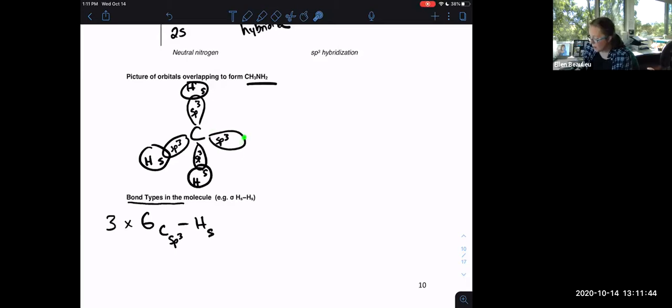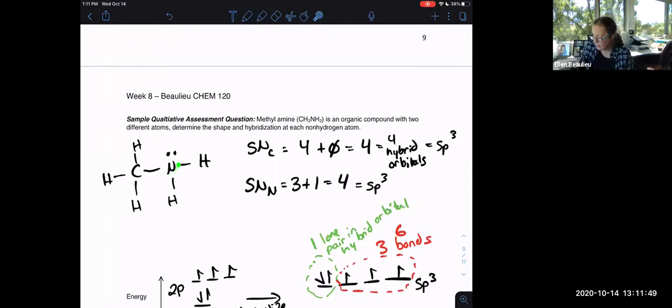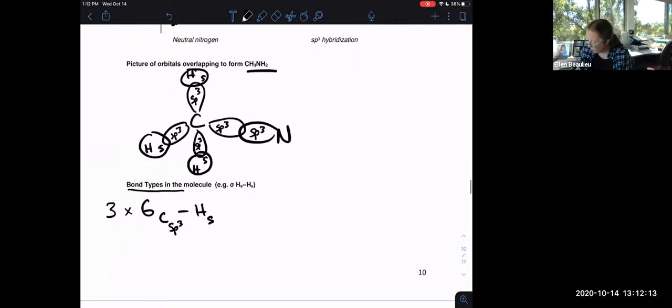Well, there's a 4th bond. Carbon wants to form a 4th bond. Who is that 4th bond to? It is to a nitrogen atom. Well, sigma bonds are formed by hybrid orbitals. What's the hybridization of nitrogen? Also sp3. So I'm going to draw a lobe that overlaps with the carbon sp3 lobe, and it's going to be a nitrogen sp3 orbital. So I have 1 sigma bond between carbon and nitrogen, both of whom are sp3.